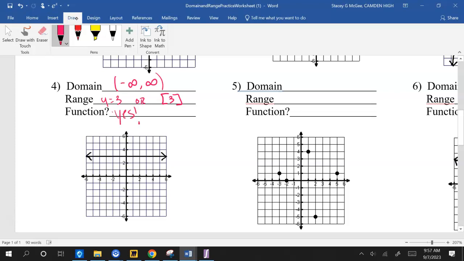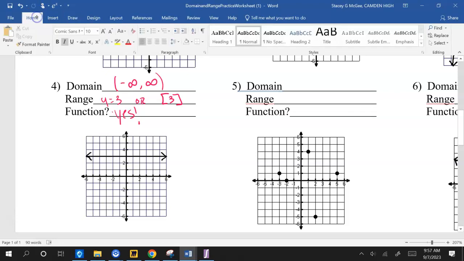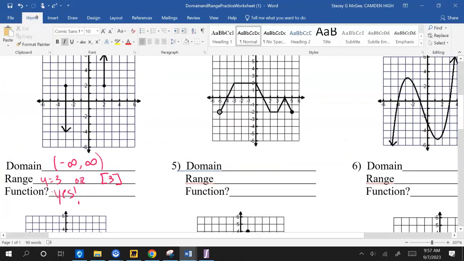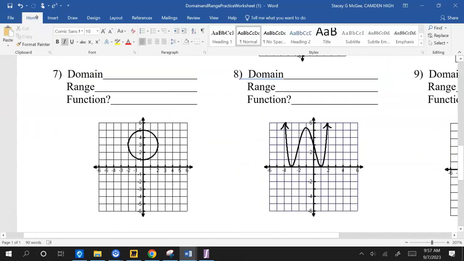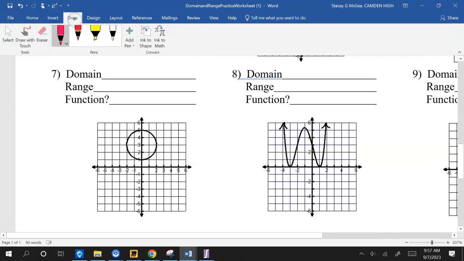Vertical line test. If you ever encounter one that you can't do the vertical line test on, like if it fails the vertical, let me find. Okay, so look at 7. Right. If I drop a vertical line, it would cross the graph in 2 places, so it's not.